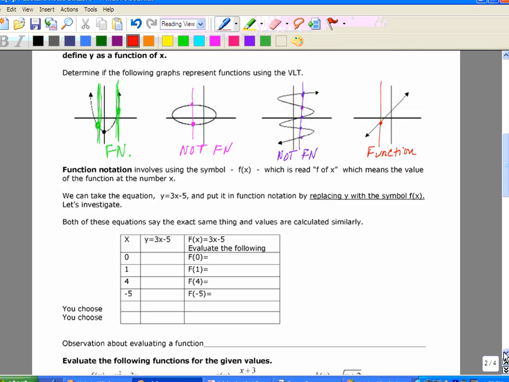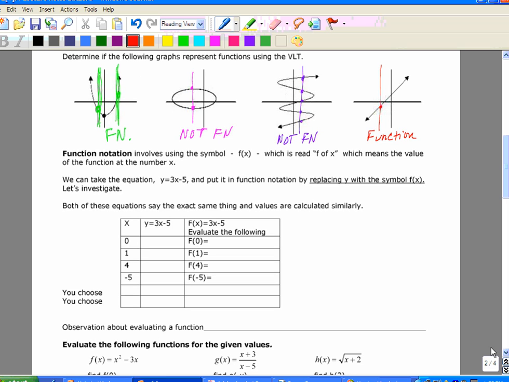Now that we know how to tell if a relation is a function, let's now actually work more with functions using our function notation. And function notation just involves using a symbol, f parenthesis x, which is read f of x, which means the value of the function evaluated at some number or some expression x. Let's take an equation that you're probably more familiar with, just a linear equation in the standard form y equal mx plus b, but we'll look at this equation y equal 3x minus 5. To put this equation in function notation, all we do is we replace the letter y with the symbol f of x, and the evaluation is all the same.